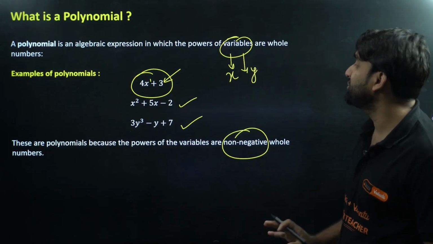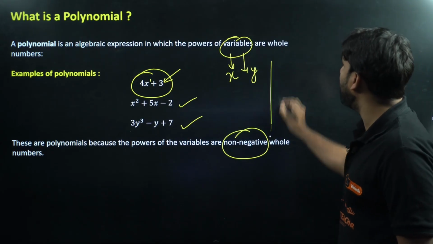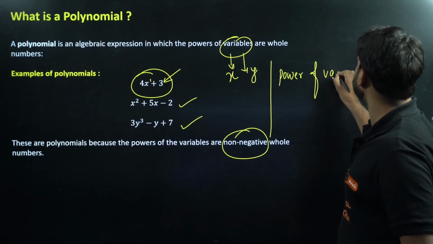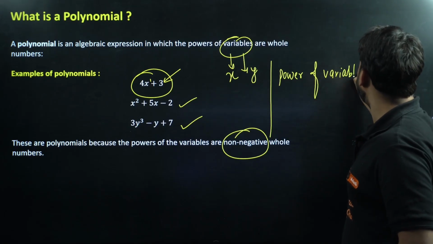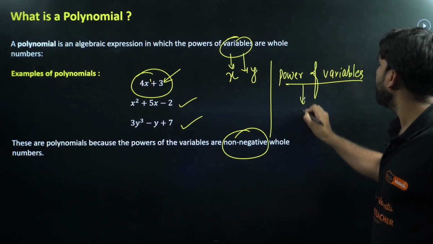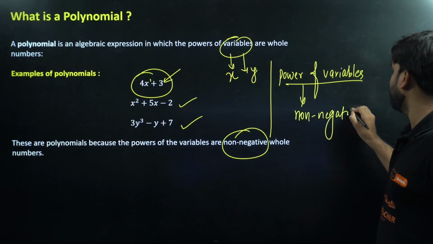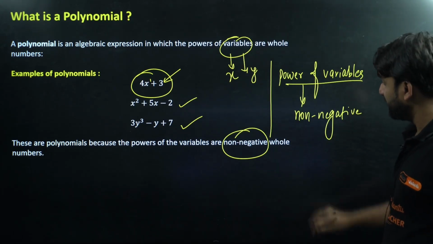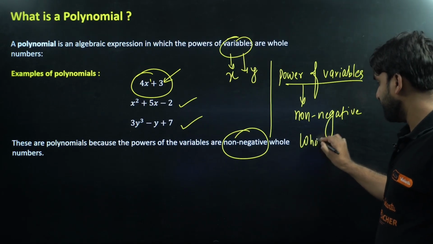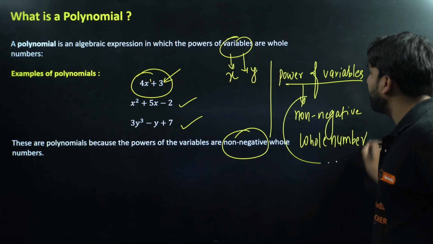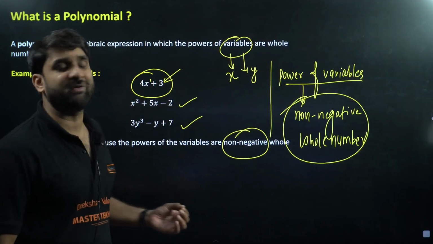So what is the condition for a polynomial, my dear? The power of variables must be non-negative. The power should be positive. And the second identity is that it should be a whole number. So the power must be a whole number and non-negative, meaning a positive number. Such equations are called polynomials.